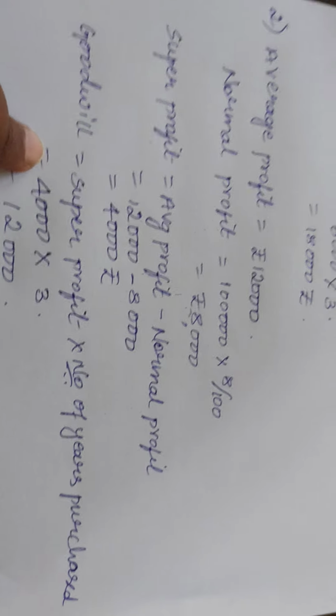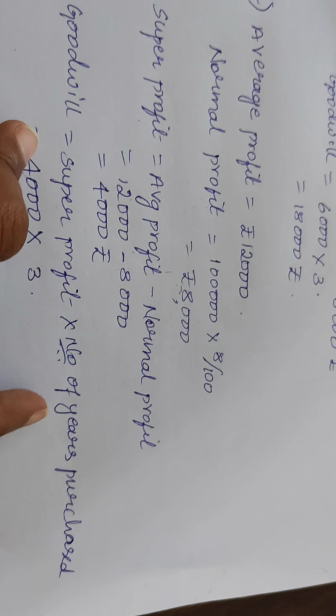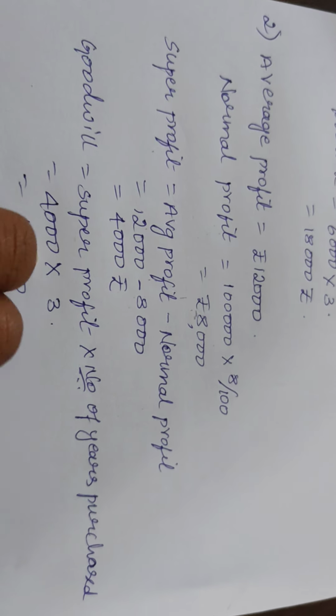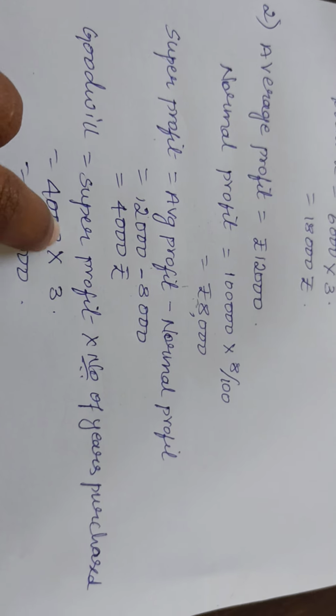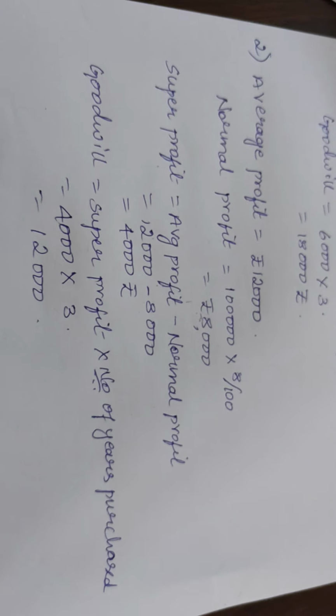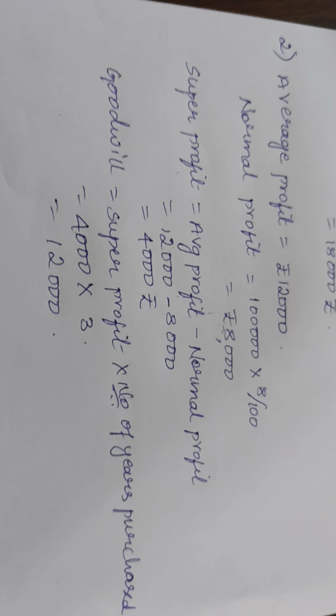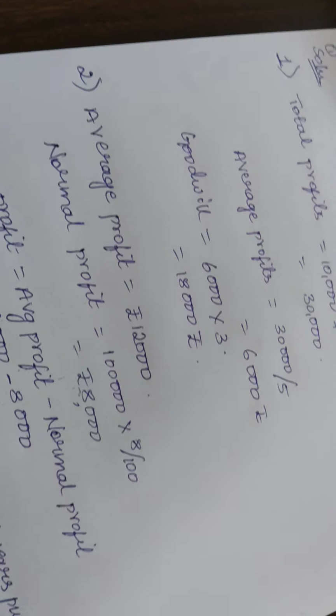So what is goodwill? Goodwill is equal to super profit into number of years of purchase. So 4,000 into 3, the number of years of purchase is 3. Super profit is 4,000, so 4,000 into 3 is equal to 12,000. So this is the answer for the second point. Now third point.